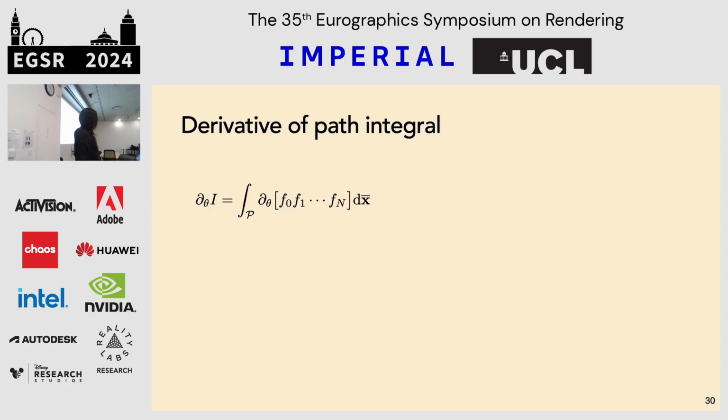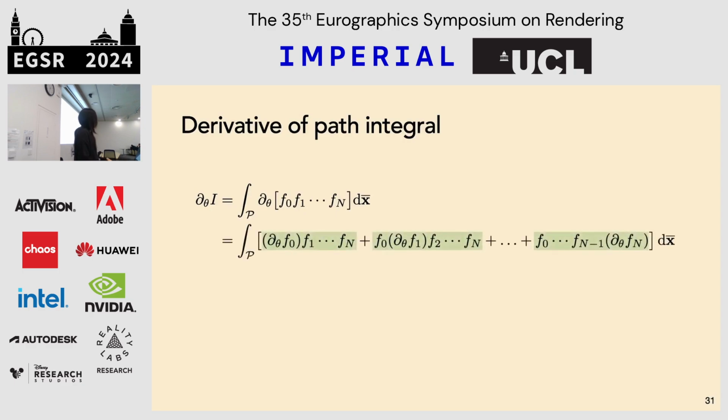Now we take the derivative of the path integral with respect to some scene parameter theta. We assume that the parameter does not induce discontinuities, so we can move the derivative inside the integral. Using the product rule, we obtain an expression that is the sum of a bunch of products, where each of these products is the same as the original contribution, except that one of the vertex contributions in the product is replaced by its derivative.